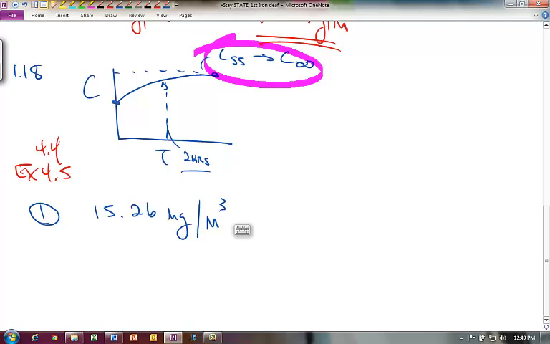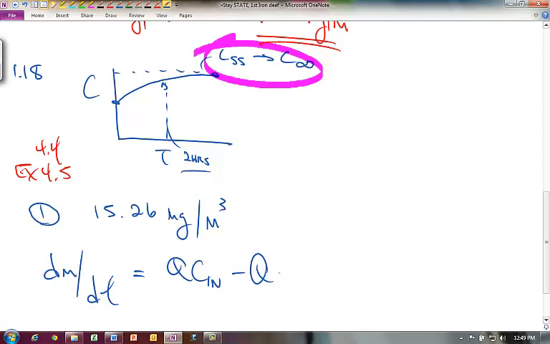And so now the challenge is to find what that concentration would be after 2 hours, once we have this dilution starting to take effect. And so we get, let's just write our typical mass balance concentration that we have. dm/dt is equal to Q C_n minus Q C minus kCV.